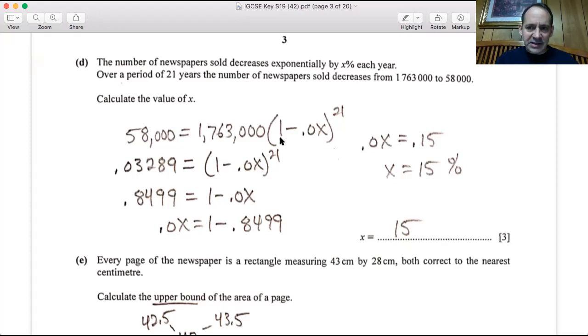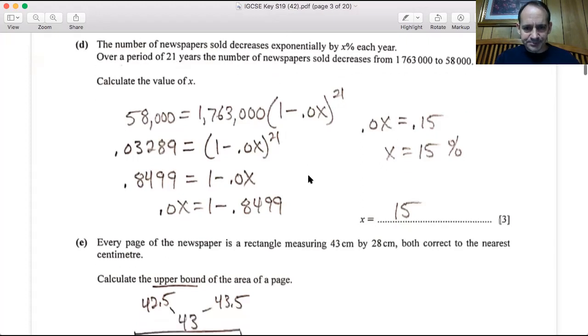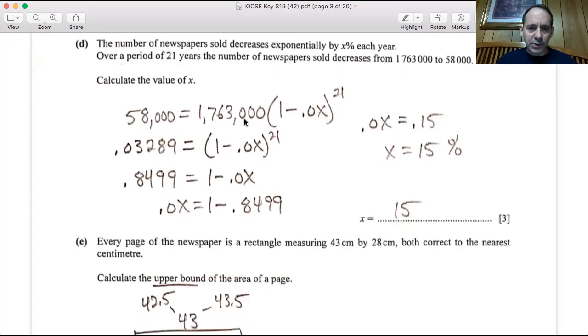Then we have our 1 representing the original 100%, and it decreases by X percent. Again, in the formula, you need to put it as a decimal. And I prefer to use decimals instead of putting it over 100, but that depends on how your teacher has taught you. So I just move the decimal over twice, make it 0.0x, and the time, which is the exponent, is 21 years. So the first thing we want to do is we want to divide both sides by the 1,763,000, and that gives us 0.03289.